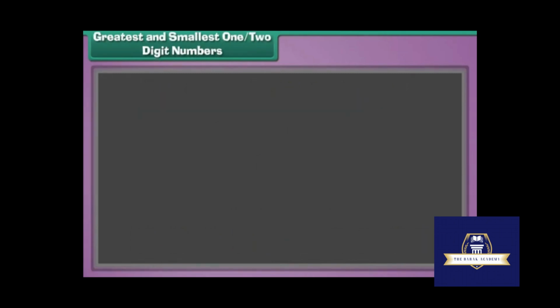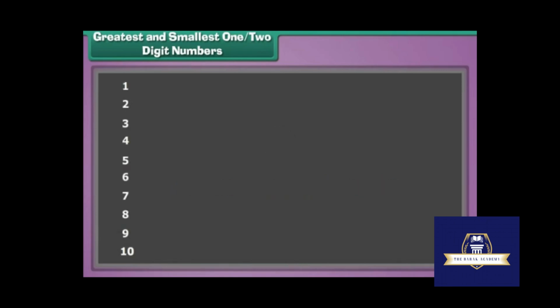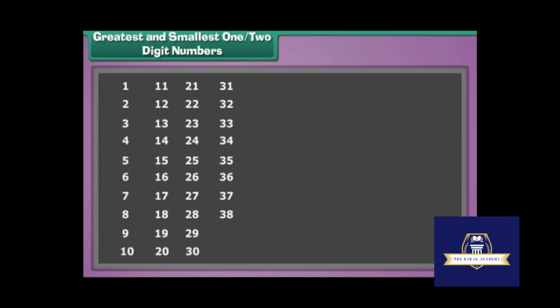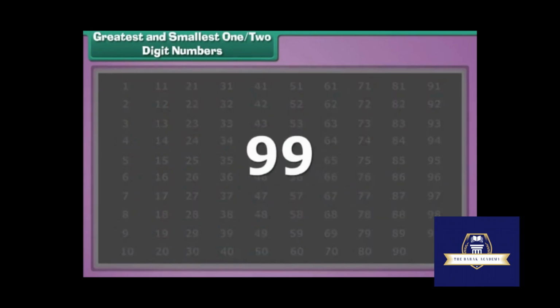Greatest and smallest 1 or 2-digit numbers. The last 1-digit number is 9. It is the greatest 1-digit number. The first 2-digit number is 10. It is the smallest 2-digit number. The last 2-digit number is 99. It is the greatest 2-digit number.